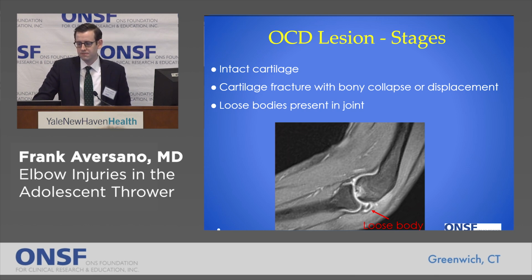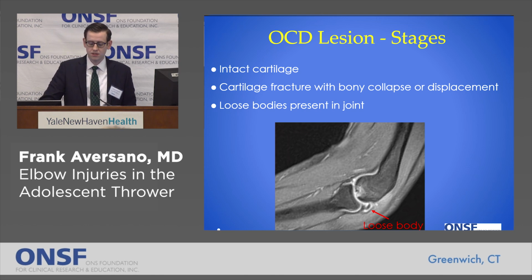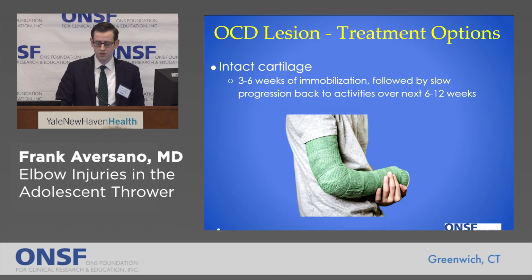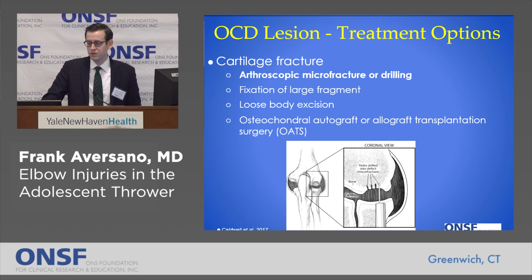The different stages of this condition are initially, it's pain, and if the cartilage is intact, it can be treated with a period of immobilization and rest. If the cartilage becomes broken, loose, or collapsed, oftentimes surgery is required to treat this condition successfully and prevent further degeneration or damage to the elbow. So with intact cartilage, we can treat it with immobilization, rest, followed by progression back to activities. But when this becomes more severe, we have to start considering ways to repair or reconstruct that cartilage that's been severely injured.